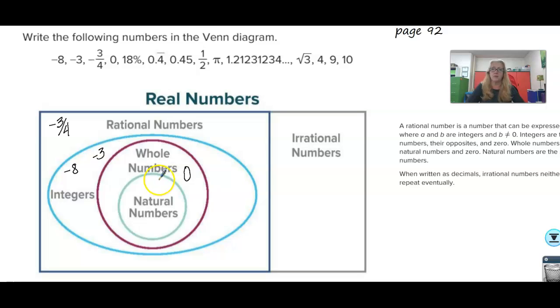18%, now there's an odd one. Well, 18% can be written as 18/100. Since it can be written as a fraction, that makes it rational. So 18% lives in rational land. 0.4 repeating. Rational numbers are numbers that end or repeat. Because 0.4 repeats, it's a rational number. In fact, it can be written as a fraction. It's 4/9.